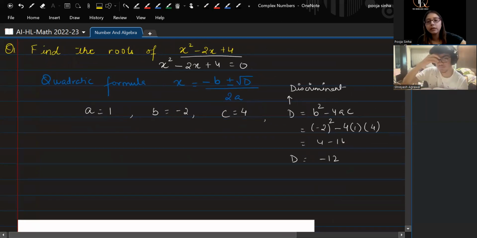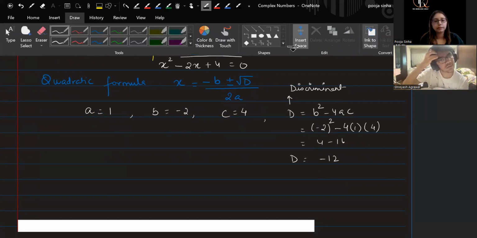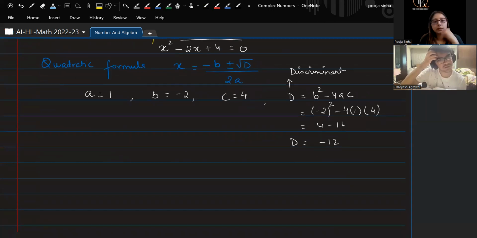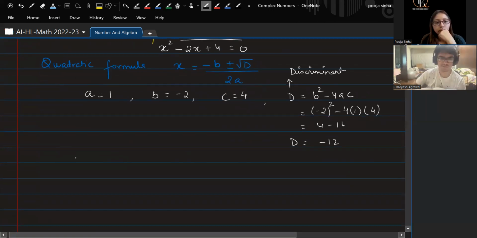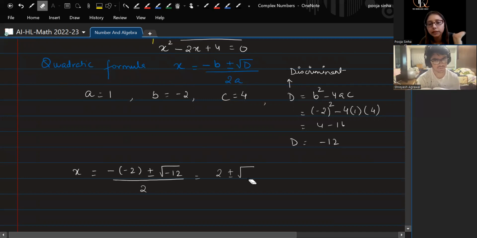Yeah. Now I'm going to plug in all of these values in the formula. So x is minus of minus 2, that's 2, plus minus under root of minus 12, upon 2 times a, and a is 1, so upon 2, right? So that becomes 2 plus minus under root of minus 12 over 2. Plus minus means these are the two answers: one is with a plus and one is with a minus.